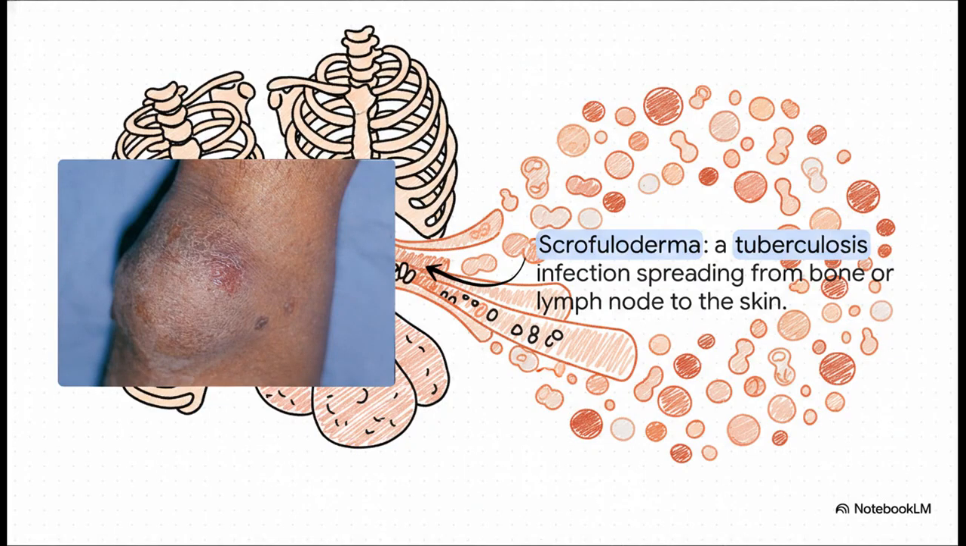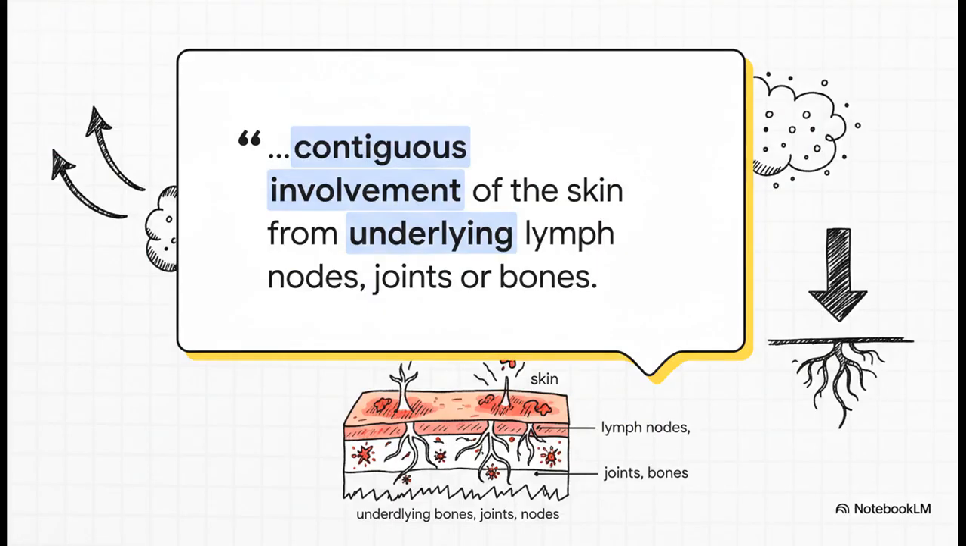Now, for a much more dramatic example, take a look at this. What you're seeing here is a tuberculosis infection that started deep inside the body. We're talking in a lymph node or even a bone, and it has literally pushed its way up to the surface. It's a condition called scrofuloderma. And this just illustrates the concept perfectly. This quote from the source material calls it contiguous involvement, which basically means the skin is affected because it's directly touching an infected part underneath. It's a true physical invasion from below.